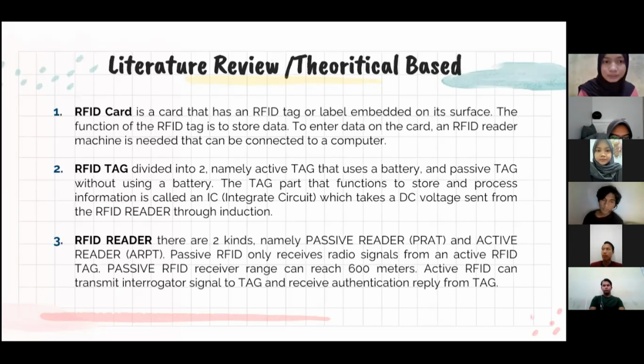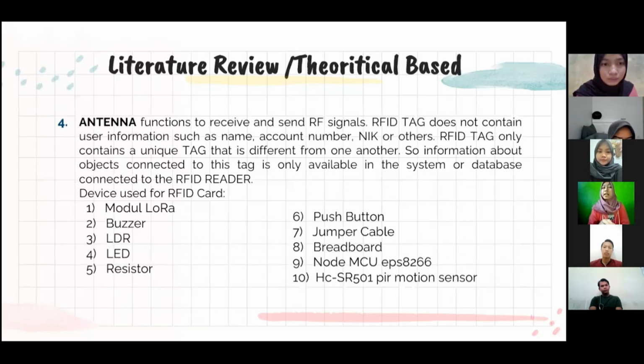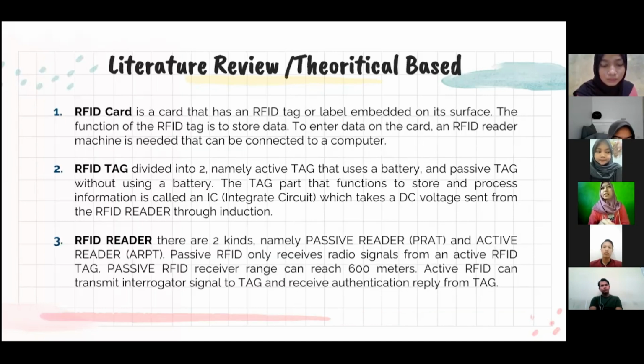Please, Putri. Okay, next I will explain the literature review or theoretical base. The first is an RFID card, which is a card that has an RFID tag or label embedded. Second, RFID is divided into two: active tags that use a battery and passive tags without a battery. Third, RFID readers. There are two kinds of RFID reader, namely passive reader and active reader. Next.